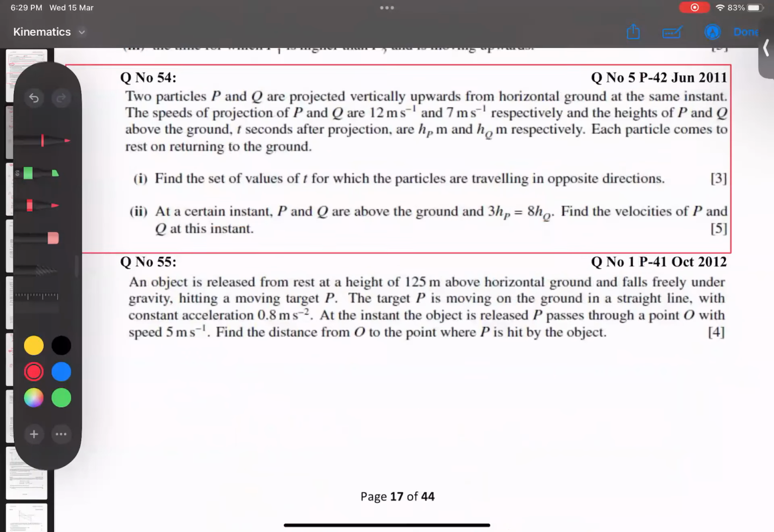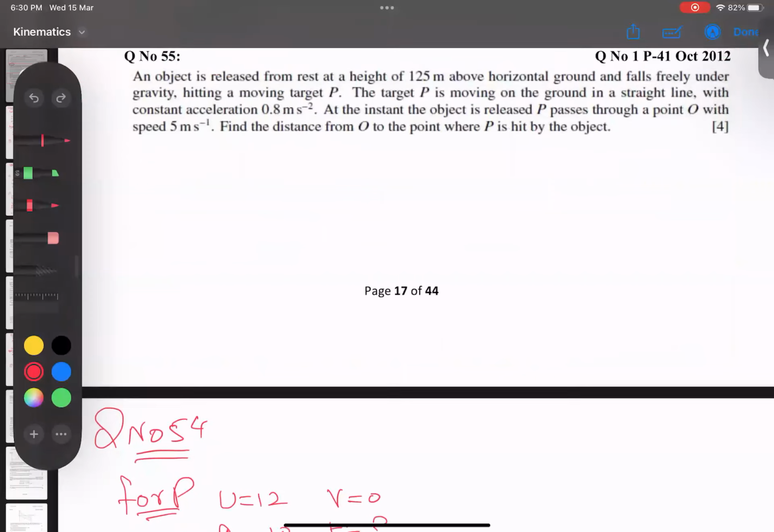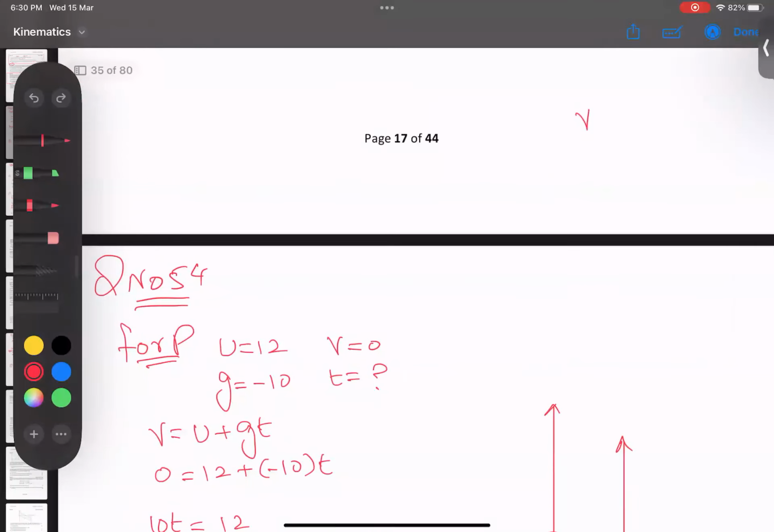Let's talk about part number 2. Part 2 says that at a certain instant P and Q are at the same height above the ground, with these conditions fulfilled. Find the velocities of P and Q at this instant. This is an easy question, not that hard. Both concern heights. We have three formulas, which you know very well. First, v equals u plus at, or gt. Second, s equals ut plus half gt squared. Third, 2as equals v squared minus u squared, or 2gs.